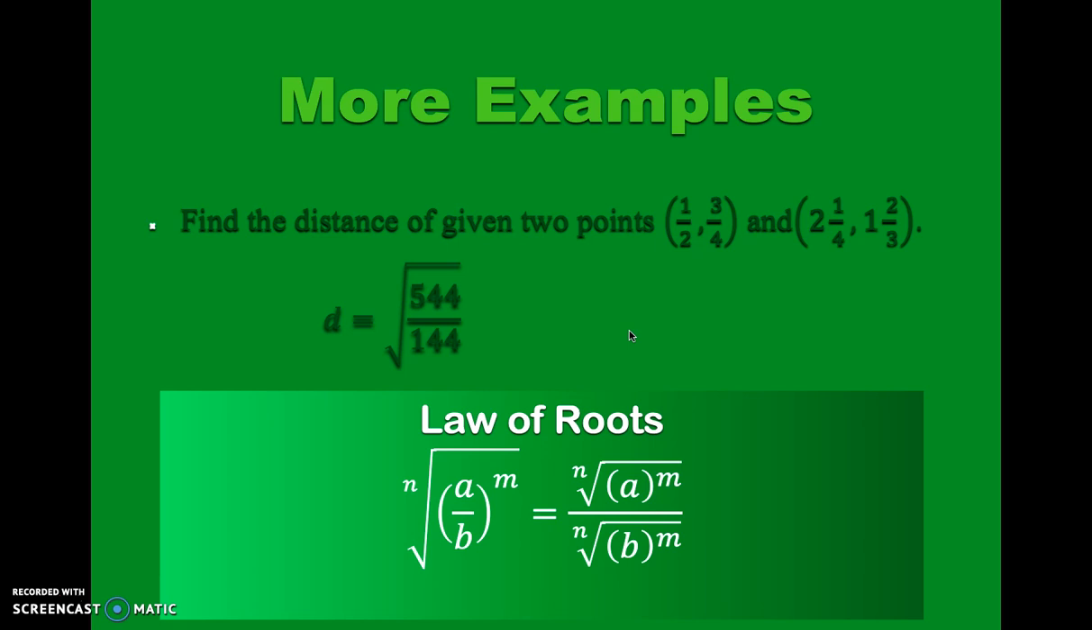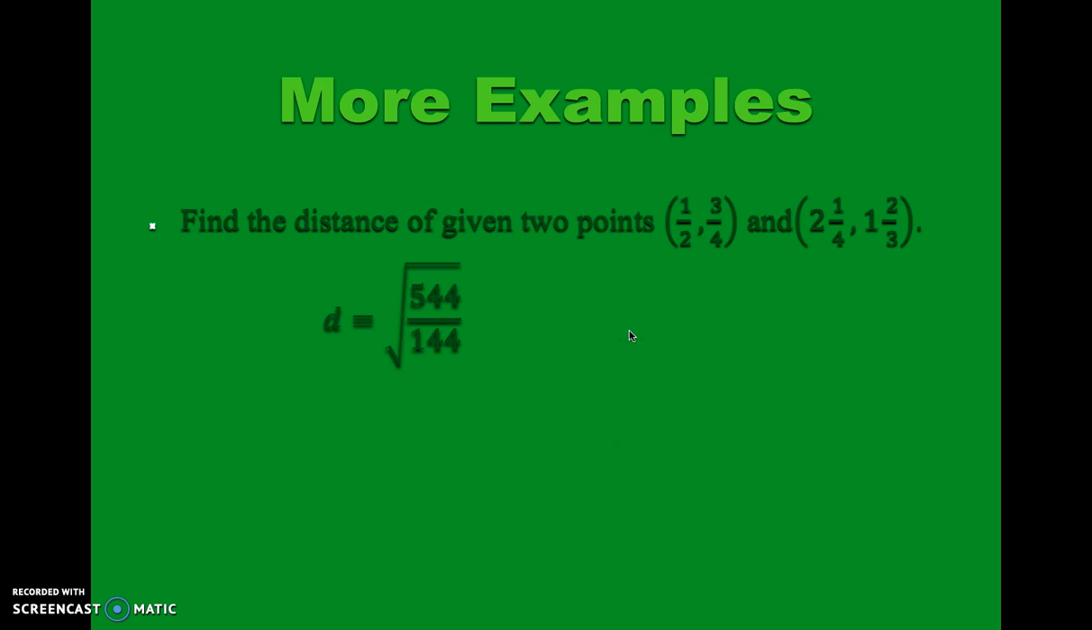Again, by the law of roots, the nth root of a over b to the m equals the nth root of a to the m over the nth root of b to the m. In our case, we have the square root of 544 over 144, which then expands to the square root of 544 over the square root of 144. And let's see if we can expand this even further into products, which we can, into the square root of 16 times 34 over the square root of 12 times 12.